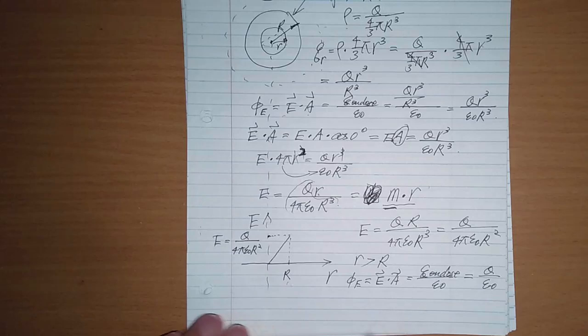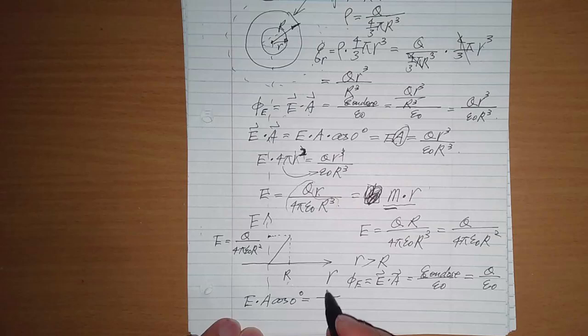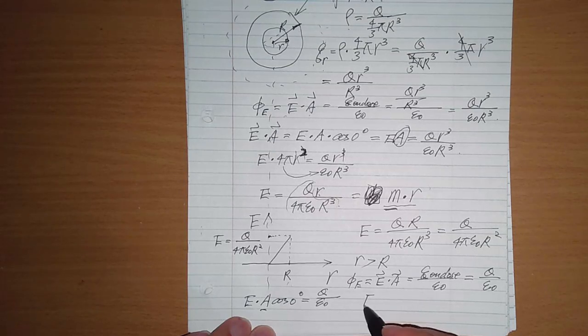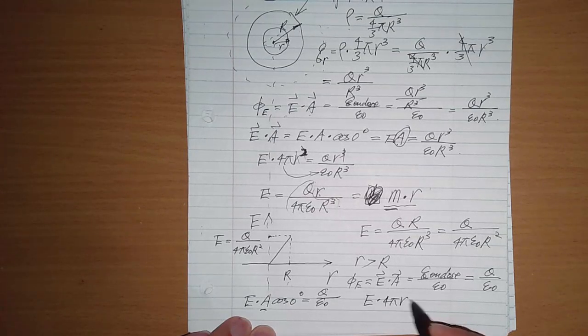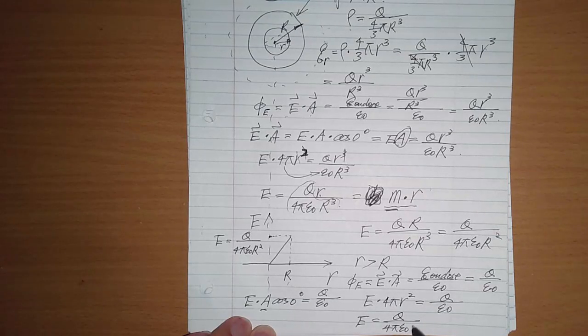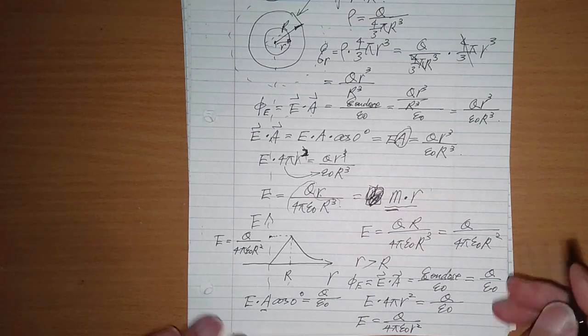So E dot A actually is E times A cosine 0 degrees. That equals Q over epsilon 0. This A right here actually is 4 pi r squared. So E is going to be equal to Q over 4 pi epsilon 0 r squared. Notice as the r increases, the whole value decreases. So the graph looks like that. Okay.